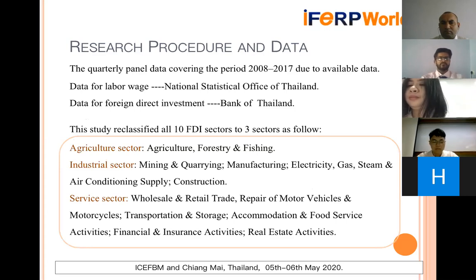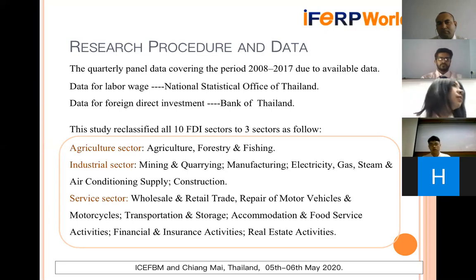The quarterly panel data covers the period 2008 to 2017 due to data availability. The data for labor force comes from the National Statistics Office of Thailand. The data for foreign direct investment comes from the Bank of Thailand. This study reclassified all 10 FDI sectors into 3 sectors as follows: the agricultural sector, industrial sector, and service sector.